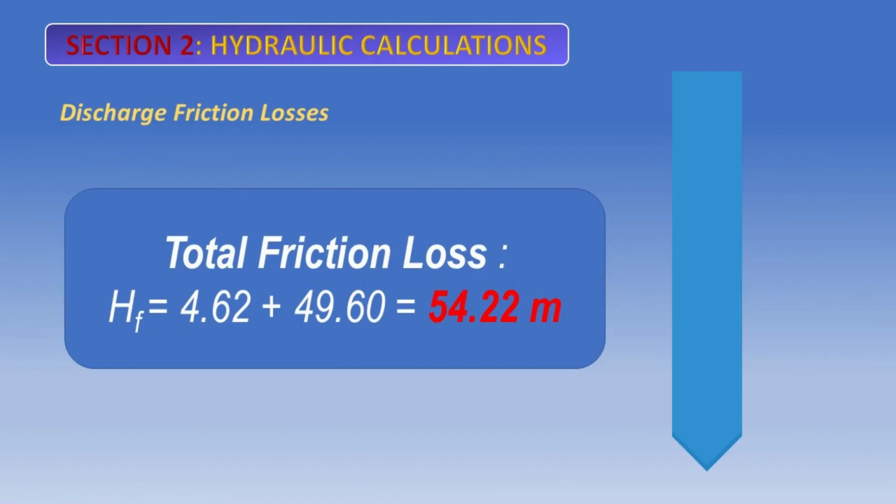Summing up the suction and discharge losses gives us a total friction loss of 54.22 meters. This is the head the pump must provide simply to overcome the resistance of the pipes and fittings to move the fluid. It is a significant part of the total head requirement, almost equal to the static head.